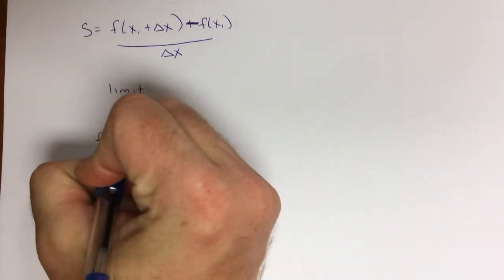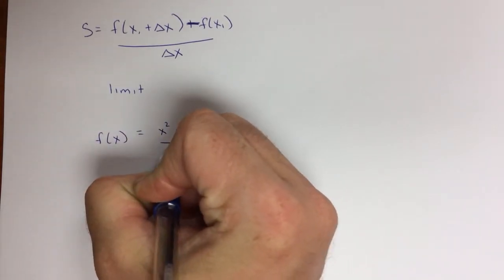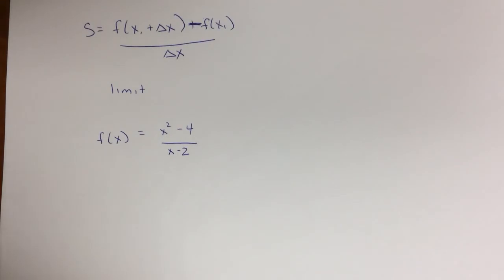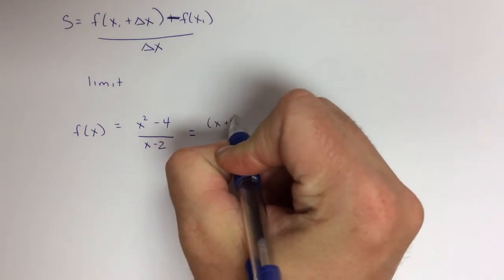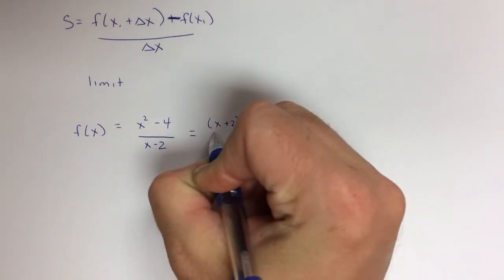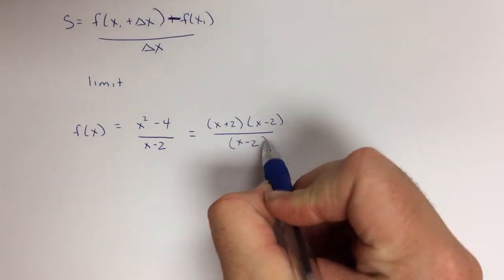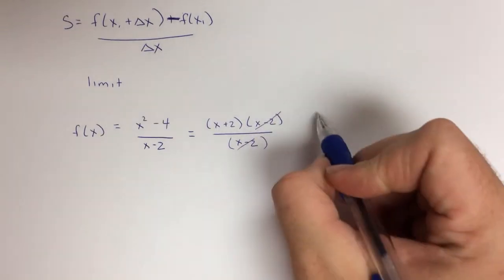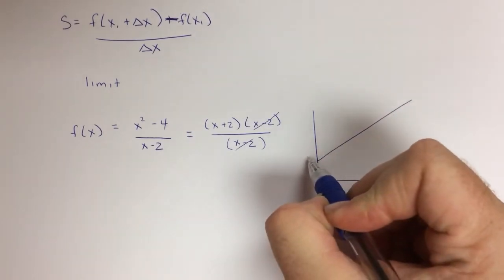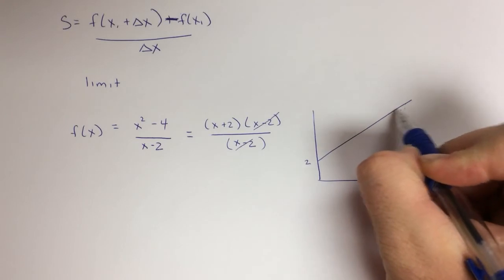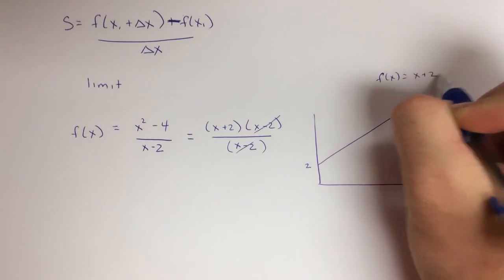So here is f of x equals x squared minus 4 all over x minus 2. We can rewrite this function. This is equal to x plus 2, x minus 2, all over x minus 2. And what's nice about this is now we can cancel out these terms and we can draw a quick graph of what this function looks like. So here is 2, and it has a slope of 1. So this is f of x is equal to x plus 2.